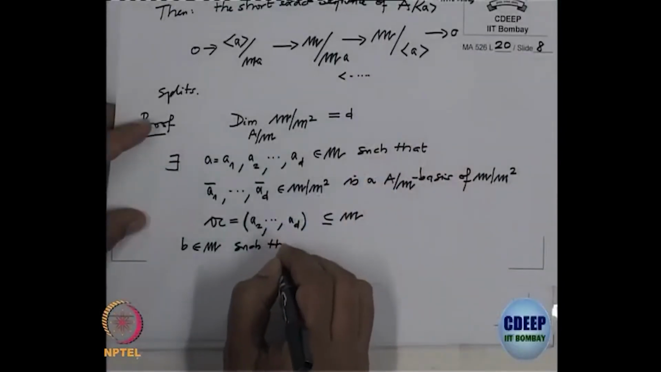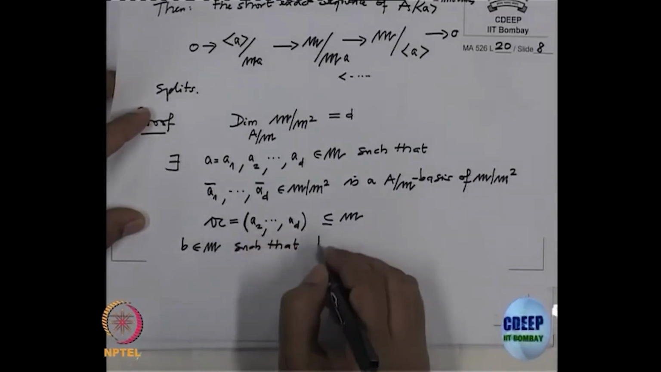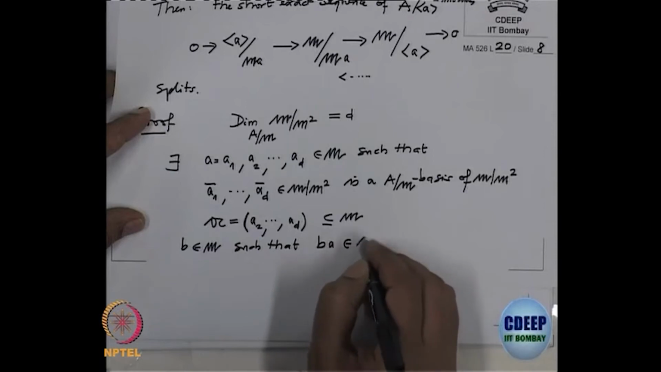What do we want to check? We want to define a map actually. We want to say that this is a splitting. That means we want to define a map from this to this, so that this composition is identity. Okay. So, let us look at B in M such that B times A is in the ideal.